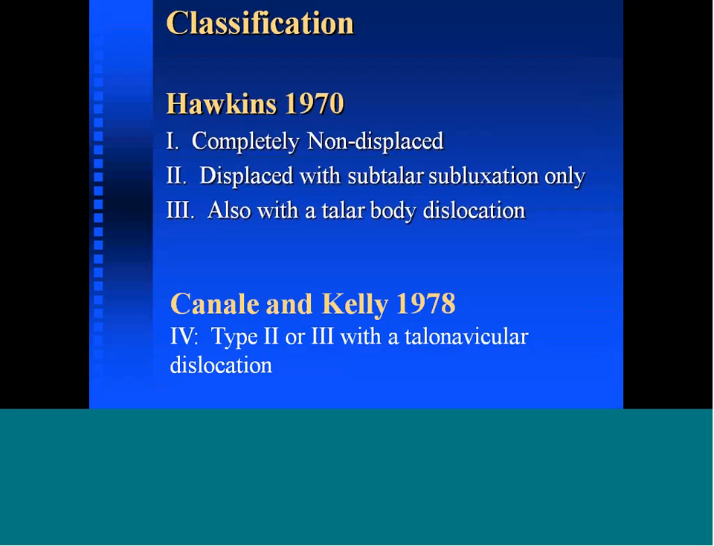The classification for talar neck fractures was originally popularized by Hawkins in 1970. He described the type 1 as completely non-displaced. Type 2 is the fracture that's fairly clean, but with displacement and subtalar subluxation. And then the type 3 was one that occurred with a posterior talar body dislocation. Canale and Kelly in 1978 added the type 4 to this classification scheme, and that was one of either a type 2 or 3 Hawkins variety that also had subluxation or dislocation of the talar navicular joint.